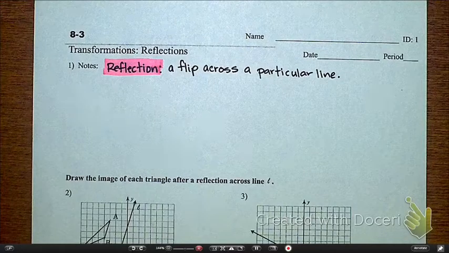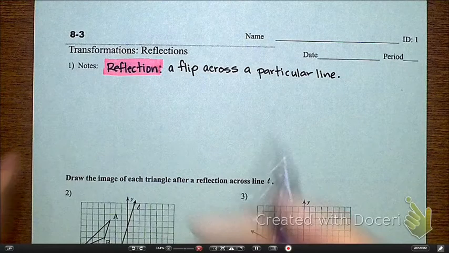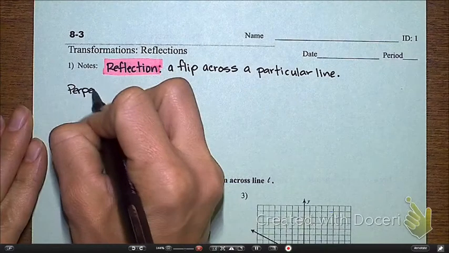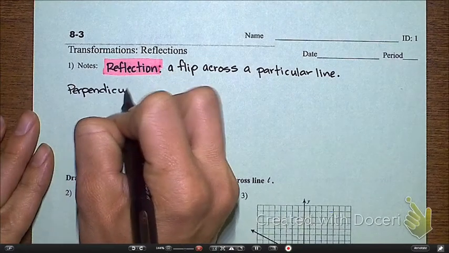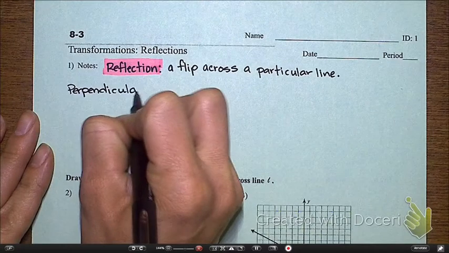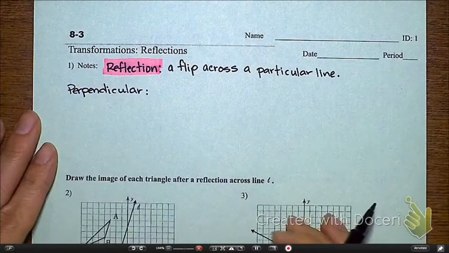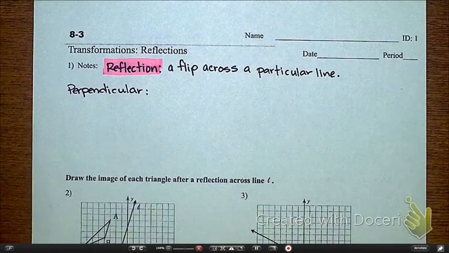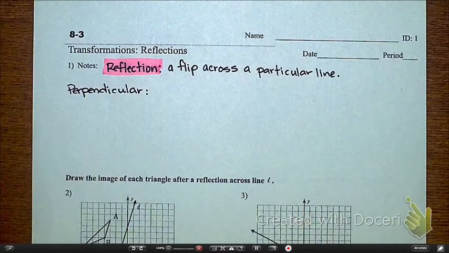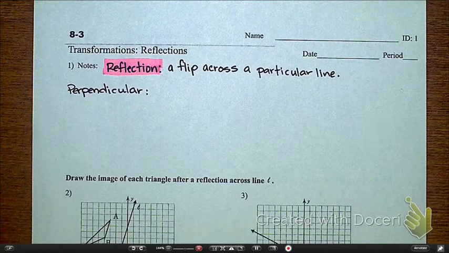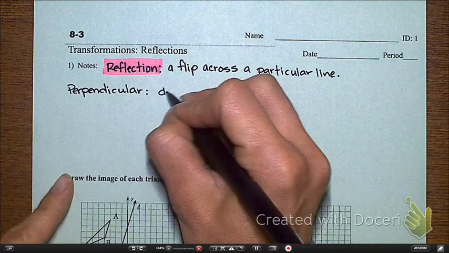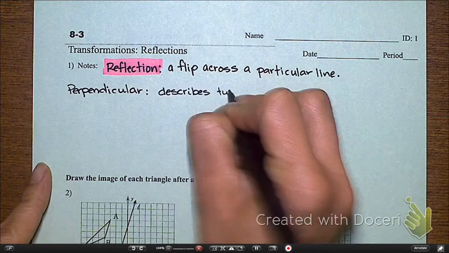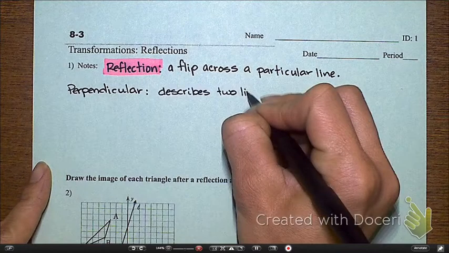I want to review a couple words with you right now. The first one that's review, that you have actually learned before, is perpendicular. Do you remember what that one means? Crossing. It's lines that are crossing, forming what kind of angle? 90 degrees. So perpendicular is a word that describes two lines that create a 90-degree angle.